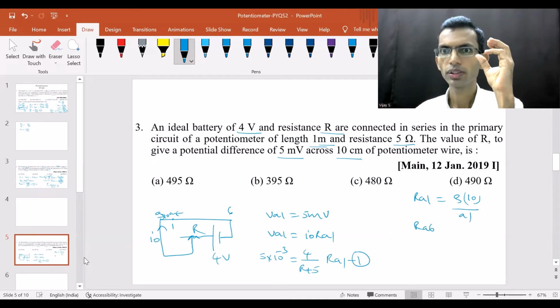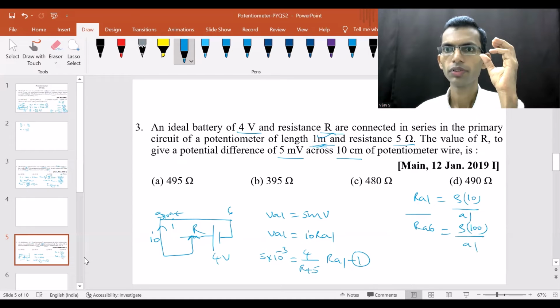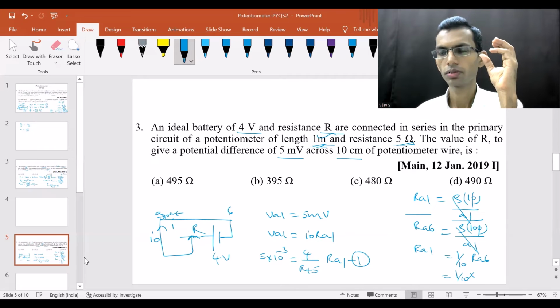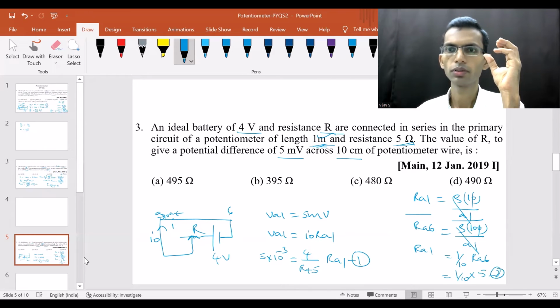Similarly, RAB, resistance of wire between A and B, is rho into length by A dash. Length of the wire is how much? 1 meter, that is 100 centimeter. So when we take the ratio, what are we going to get? The zero cancels. RA1 is equal to 1 by 10th of RAB. So 1 by 10th of RAB is how much? That is 5 ohm, he gave. Let us take it as equation 2.